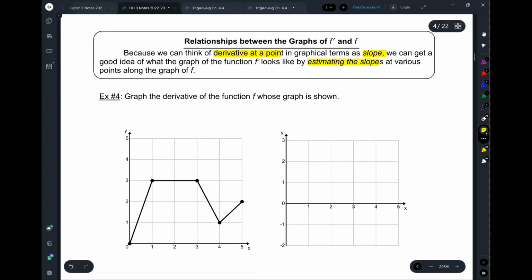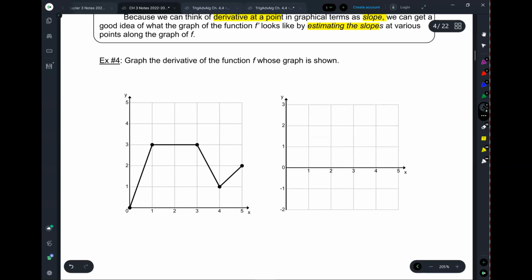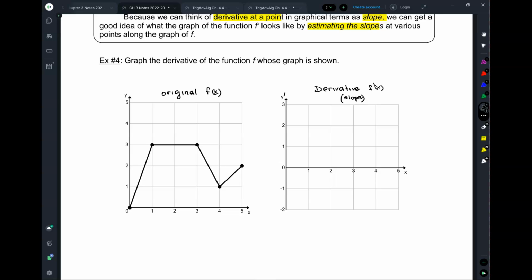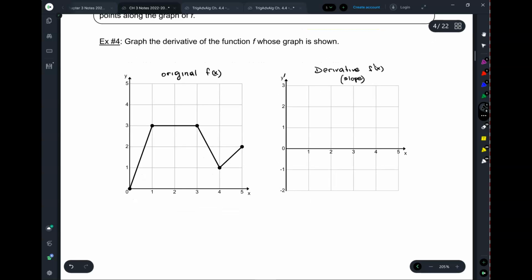We're going to estimate the slopes of f, and we're going to graph f prime. So here, first of all, you have a function, and this is the original f of x. Here, we're going to graph the derivative, which is f prime of x, and what's another word for derivative? The slope. So on the y-axis, can you just make that label a y prime? Okay, take a look at what happens here.